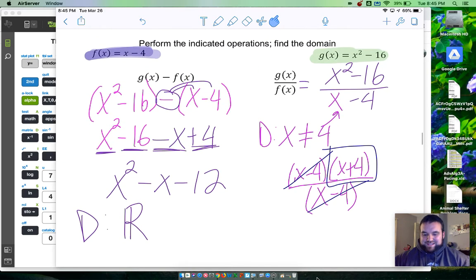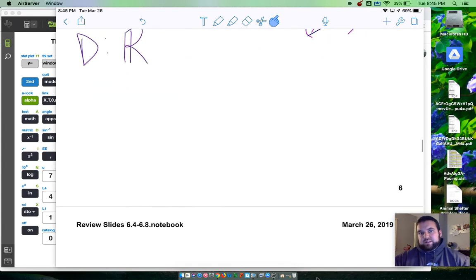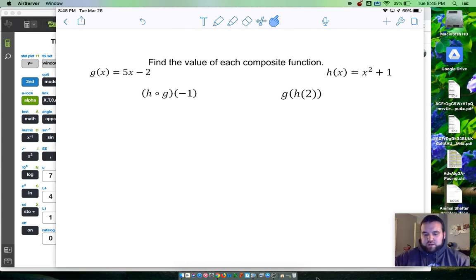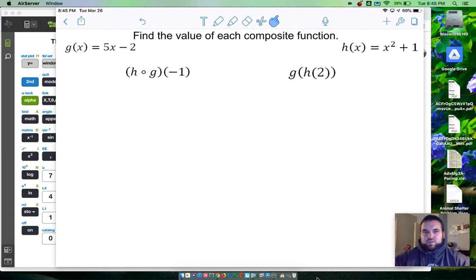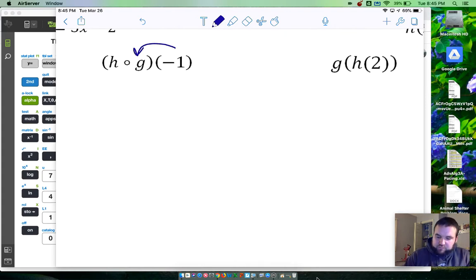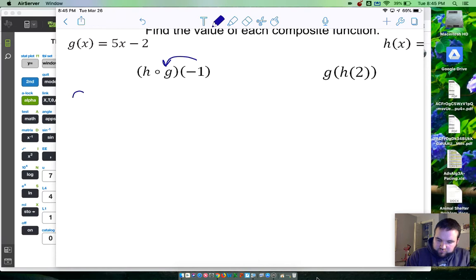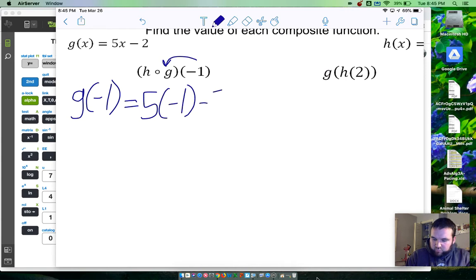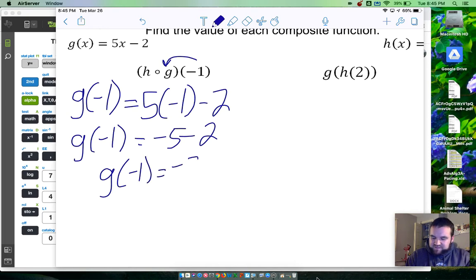So that was 6.6, subtracting and dividing, and then the last thing we did in 6.6, and this was the new part, was the composite functions. So if we have something like h of g of -1, okay, we're going to kind of work backwards. I'm going to take -1 and plug that into the g function. I see the g function is 5x minus 2. So 5 times -1 minus 2. If I keep evaluating this, 5 times -1 is -5. Take away 2, so g of -1 is -7.